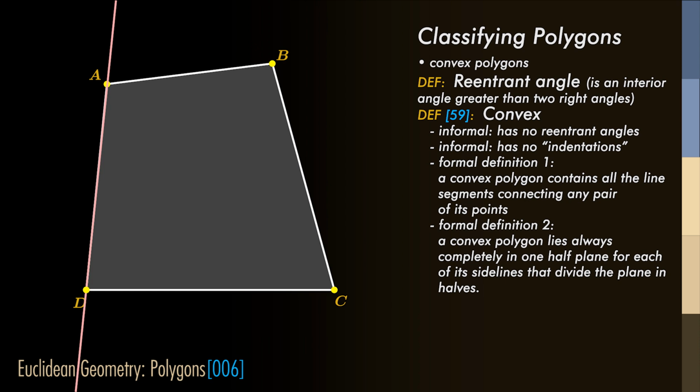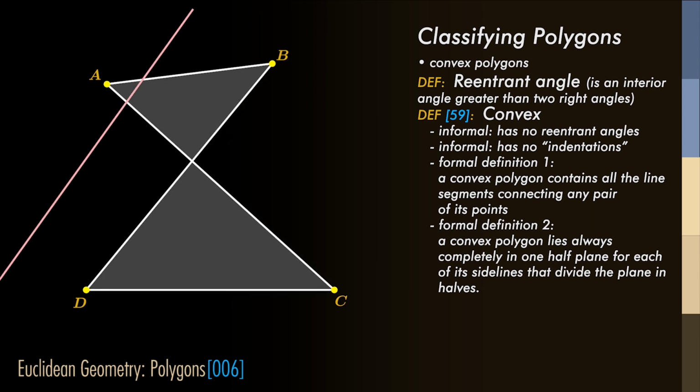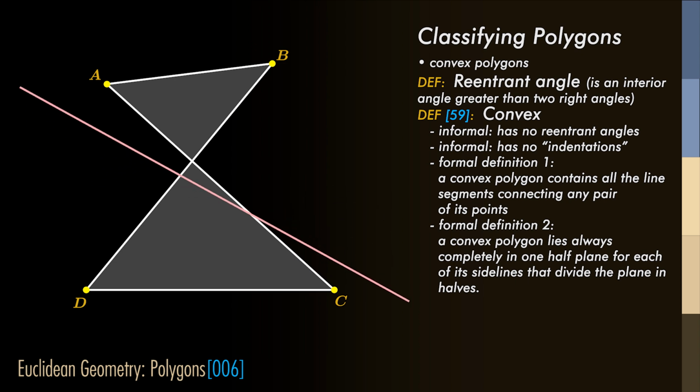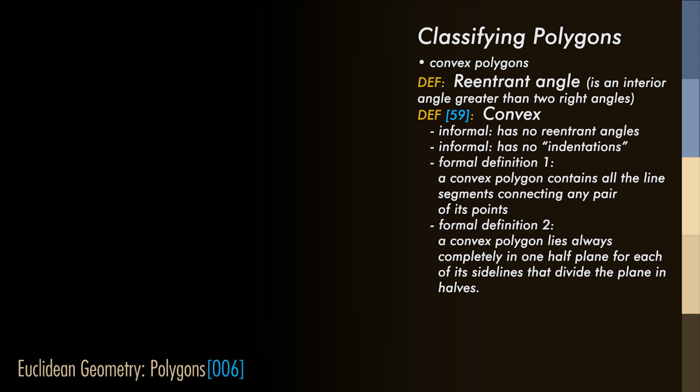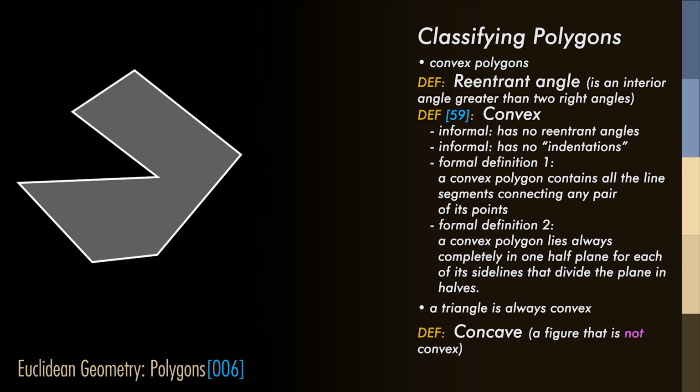For instance, the quadrilateral ABCD is convex because it lies completely under AB, left from BC, above CD, and right from DA. The quadrilateral ABDC is not convex. Though it lies completely under AB and above DC, it only lies partially left and right of BD and CA. Remark, a triangle is always convex. So, what do we call a polygon that is not convex? Well, such a polygon, we call it concave.